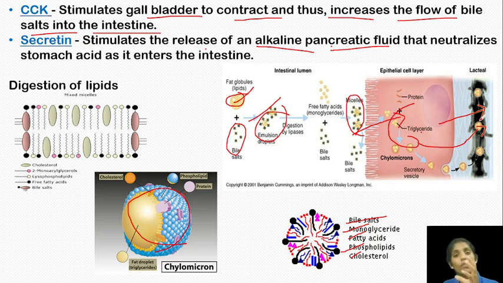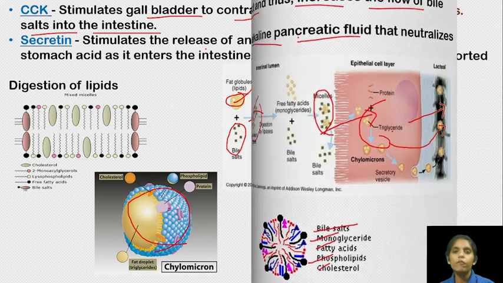So the majority of the fats will be digested only in the small intestine. In the saliva, salivary lipase will digest some part of the lipids, and in the stomach the gastric lipase will digest the lipids, and in the small intestine the pancreatic lipase will cause the digestion of the major amount of the lipids present in the food.